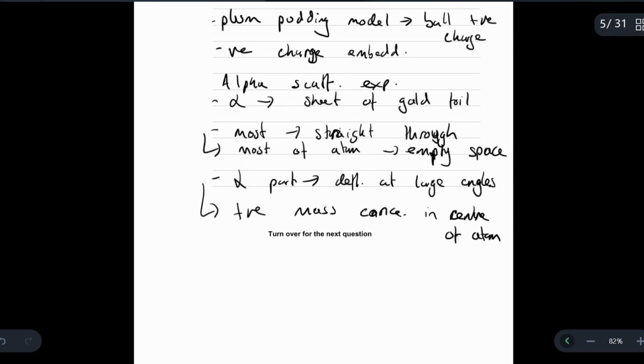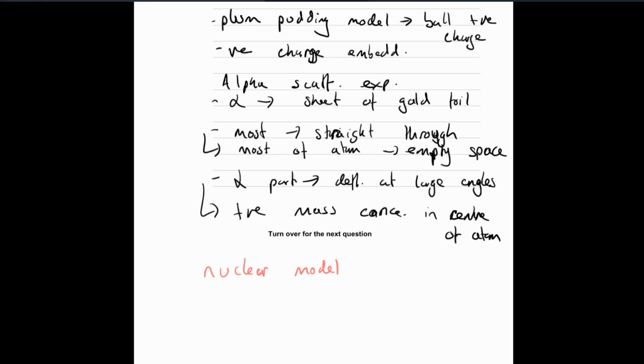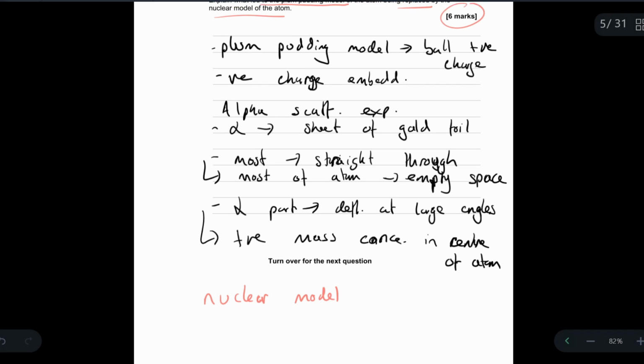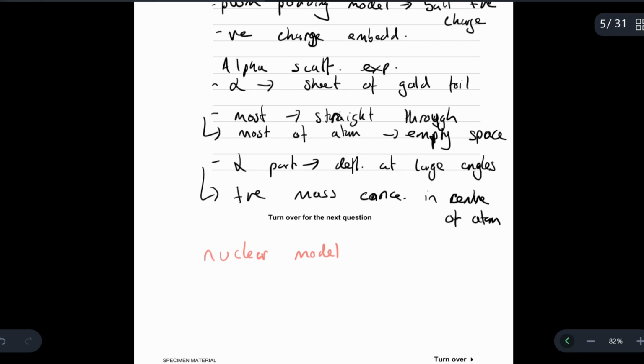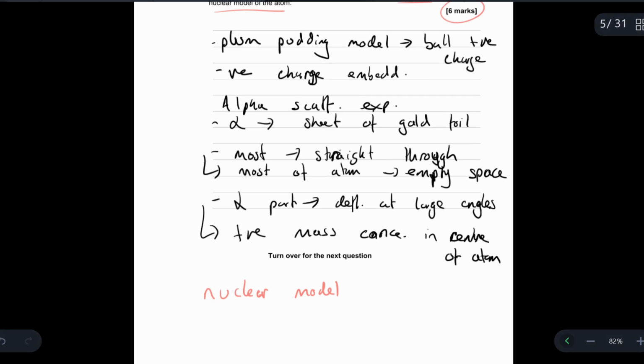Okay, so now we can outline our new model, the nuclear model. The nuclear model helped us develop a model that agreed with those observations, because these observations didn't agree with the plum pudding model, which had a big ball of positive charge with negative charge embedded into it. So with the alpha scattering experiment, we wouldn't expect the alpha particles mostly to go straight through, and we wouldn't expect only a small proportion of them to be deflected. And so that comes to our nuclear model.